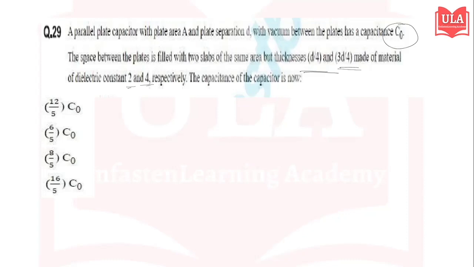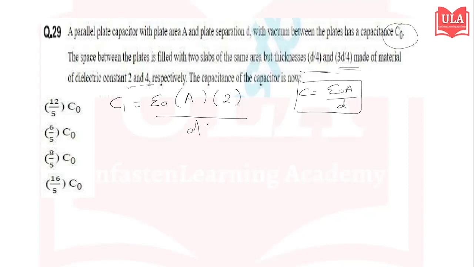So first let's calculate for C1. We know that the general formula for capacitor is C is equal to epsilon naught A by D, right? So if you just substitute for C1, it will be epsilon naught A into 2 by D by 4, which implies C1 will be equal to 8 epsilon naught A by D. Just consider this to be C naught and you can just replace it. So C1 will be equal to 8 C naught.